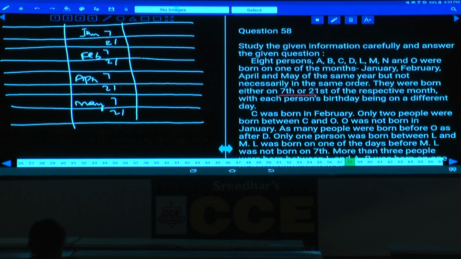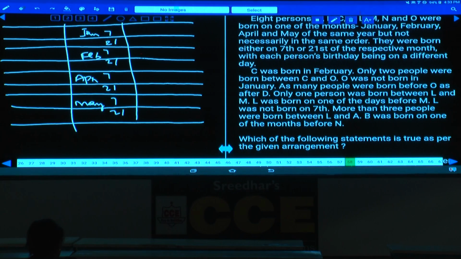As for condition number 1 here: C was born in Feb. As C was born in Feb, tell me whether C was born on 7th or 21st. There are two possibilities: C can be on 7th Feb or C can be on 21st. As there are two possibilities, we are representing these two separately.